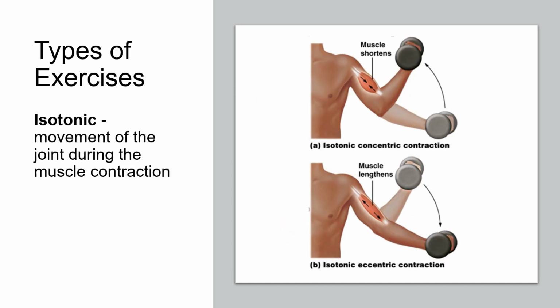Next is isotonic exercises, and this is movement of the joint during muscle contraction. So a classic example of isotonic exercise is weight training with free weights, and you can see here in the picture an example of that. As the weight is moved throughout the range of motion, the muscle shortens and lengthens.